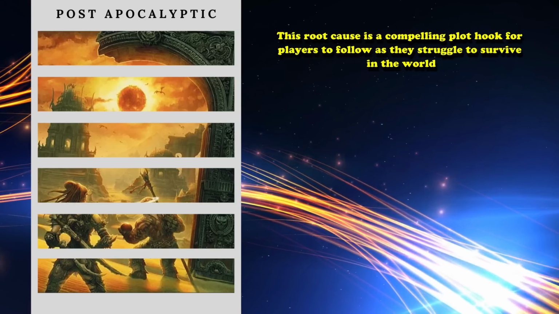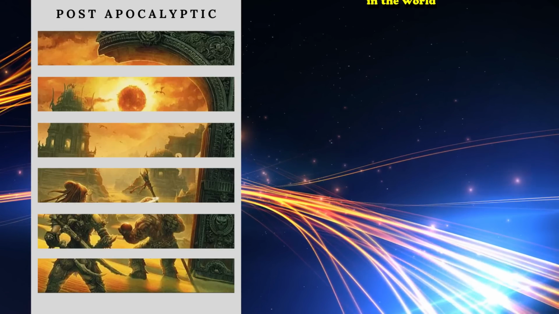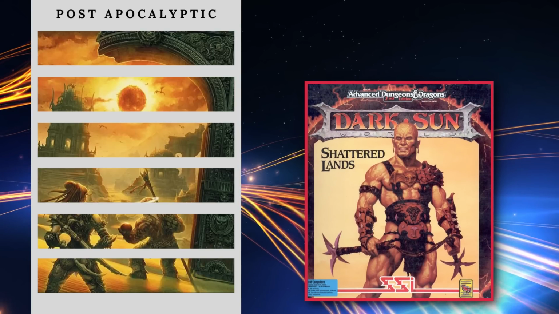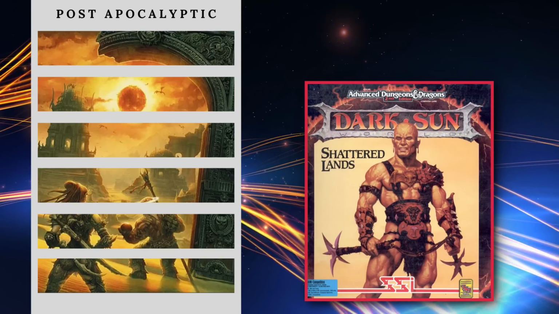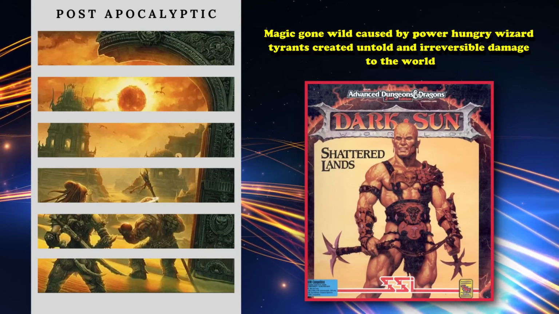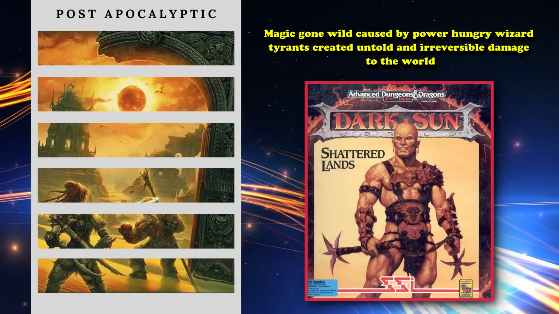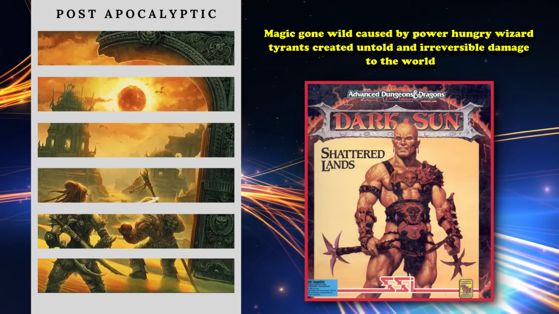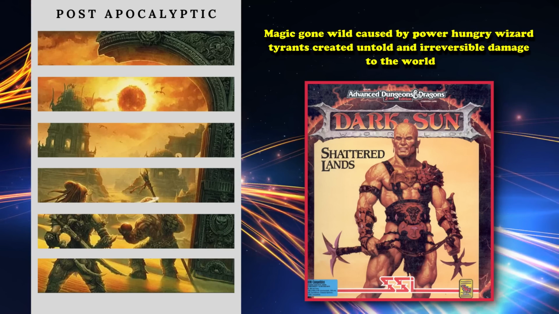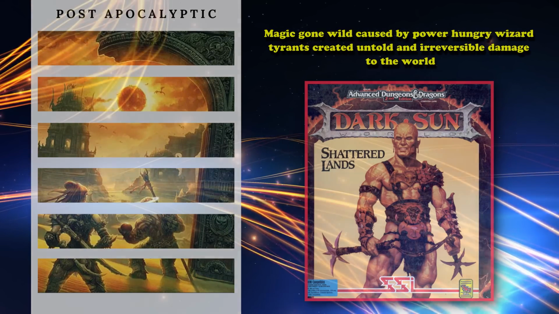Perhaps the most famous Dungeons & Dragons example of a setting like this is the Dark Sun universe in Dungeons & Dragons' pantheon of settings. It's a world where magic gone wild caused by a power-hungry wizard tyrant created untold and irreversible damage to the world. If you're interested in a darker tone shift for your more traditional heroic fantasy, then a post-apocalyptic campaign is one of the best places to start.